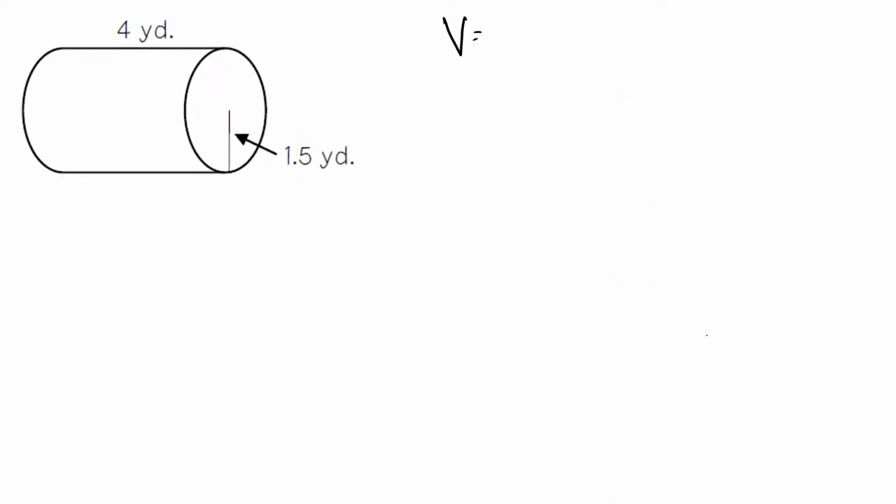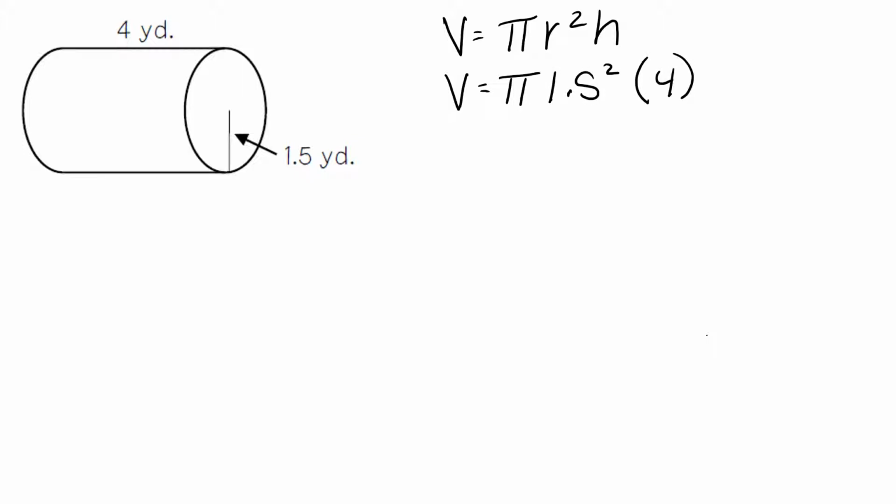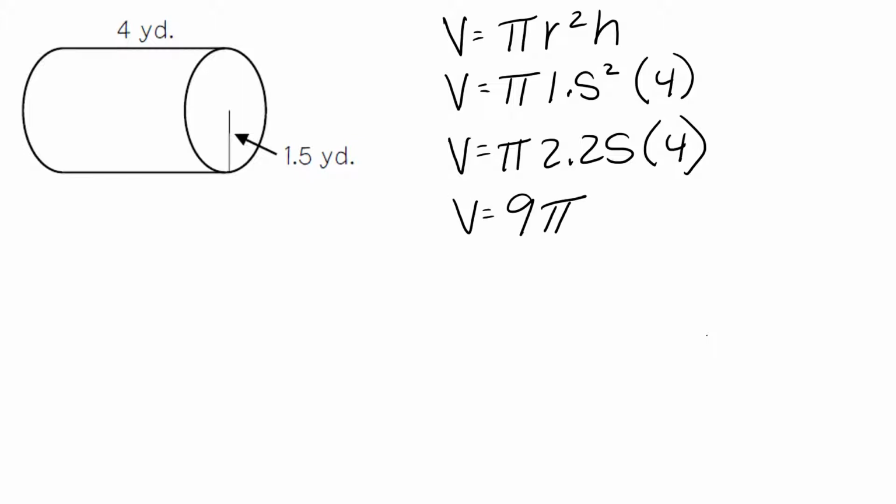For every cylinder, we use the formula V equals pi r squared h. We use our radius, the half line of the circle, 1.5. And our height goes in parentheses, 4. We start by solving the 1.5 squared first and get 2.25. 2.25 times 4 is going to give us 9.